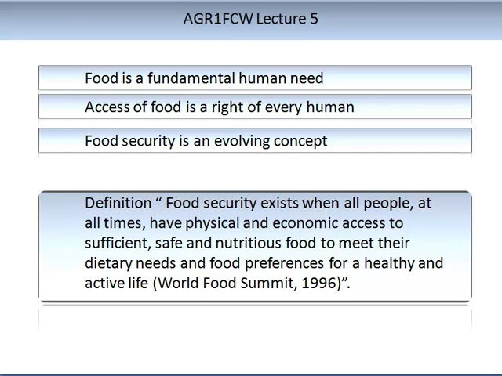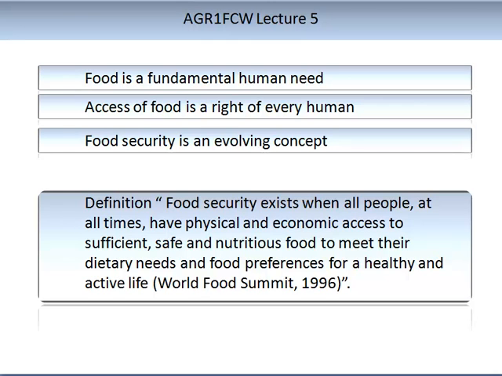One of the first things you need to understand is that food security is an evolving concept. That is, what is meant by food security today is quite different to what was meant at the beginning of the 20th century, which was again very different to what it meant throughout the history of humans.